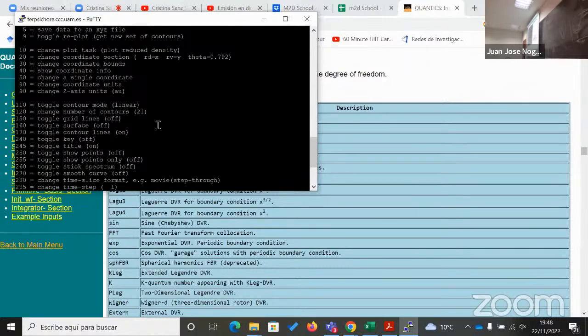I push 1 again, 1, 1, and then again my wave packet is here. Again, oops, wait, I move it a little bit here. Again, it reaches the barrier, it escapes to the other channel, and it's been absorbed already. Look, I barely see the wave packet.